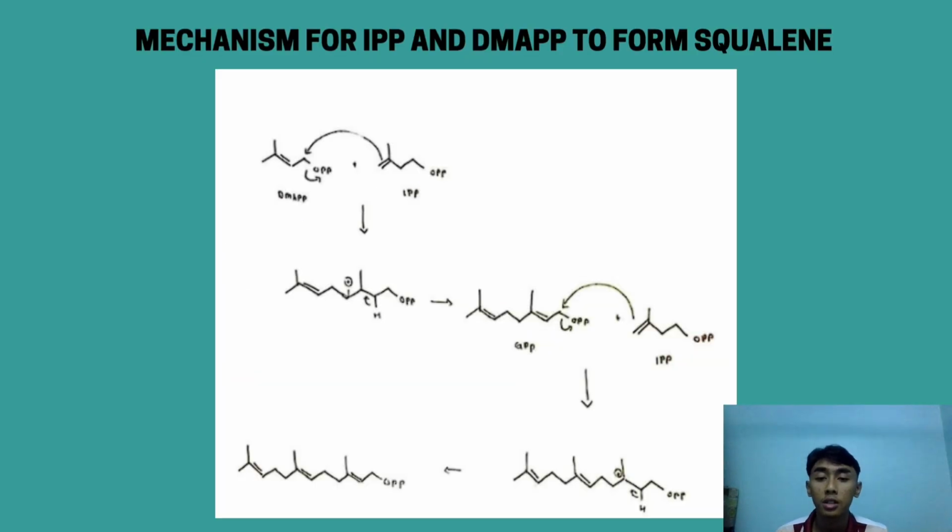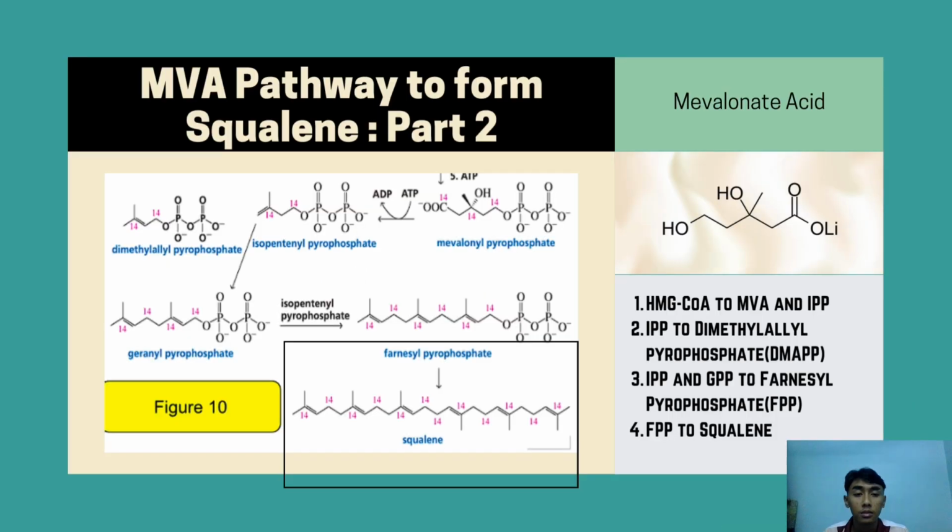So this is a mechanism for IPP and DMAPP to form a squalene product. This is an arrow that shows how the hydride and carbon shift happens in this mechanism. Finally, squalene synthase will condense these two FPP molecules to form squalene, the final product that is shown in this figure.